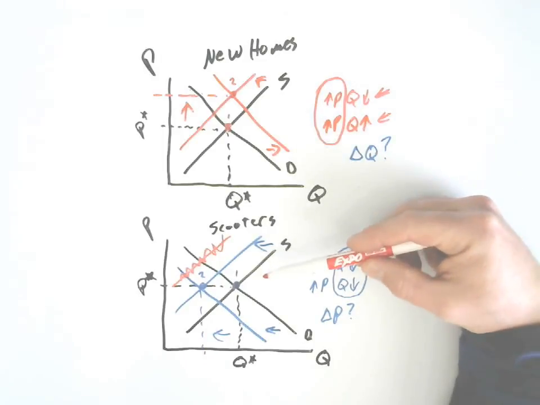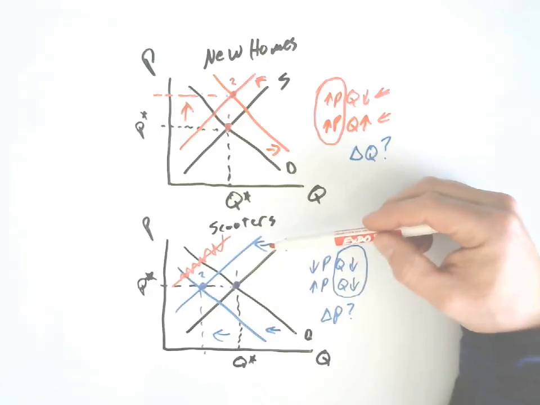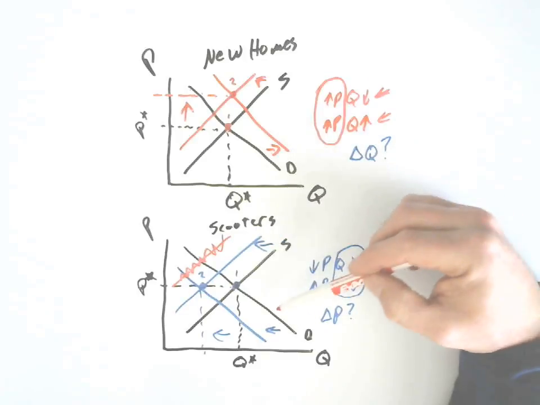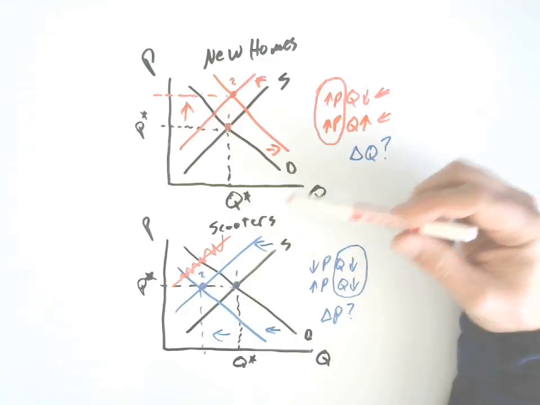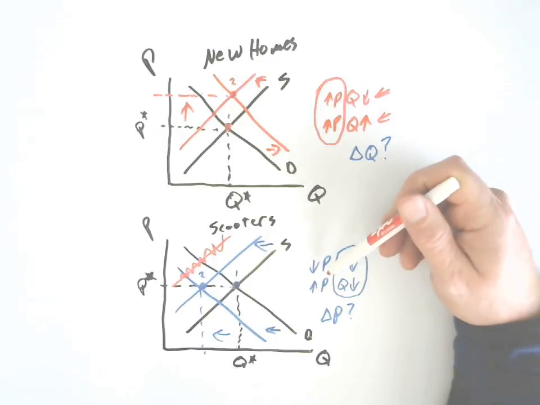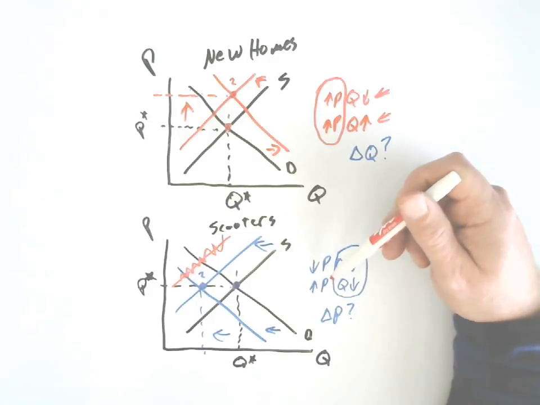On the other hand, if the shocks are in the same direction, so either a decrease in supply along with a decrease in demand, or an increase in supply along with an increase in demand, the change in quantity will be unambiguous, that will be clear, but the change in prices will be ambiguous without further information.